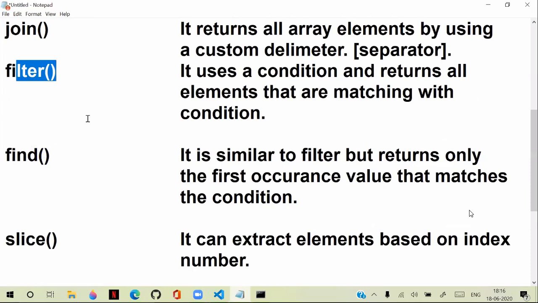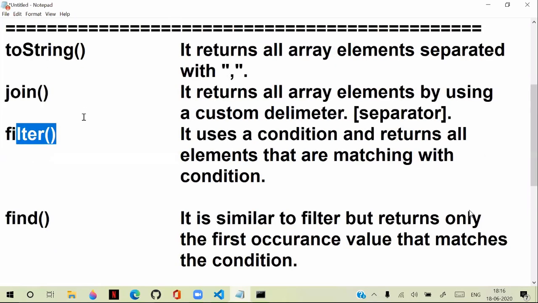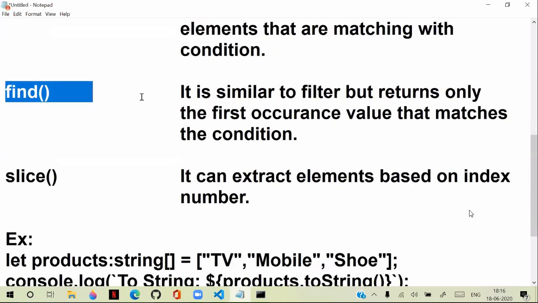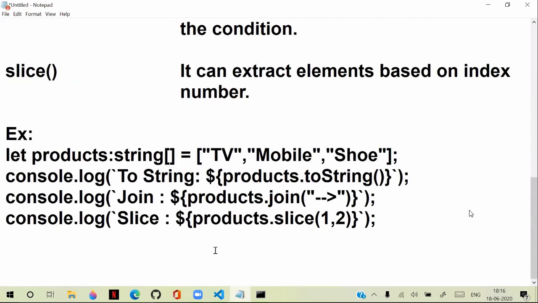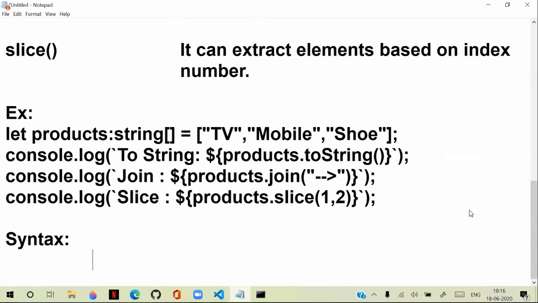Find and filter. These are newly available in JavaScript. Find is available from JavaScript version ES5, and filter is an older one, with some modifications there. What are the find and filter functions? How can we use them? Technically, syntactically, how can we use the find function?